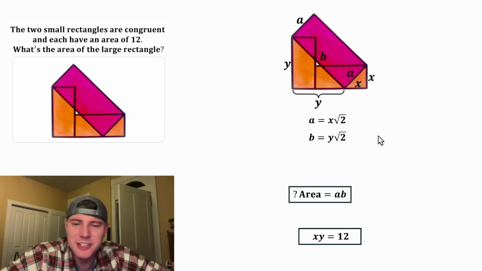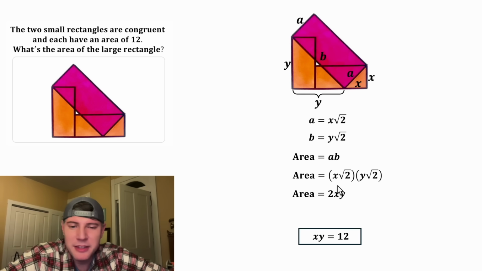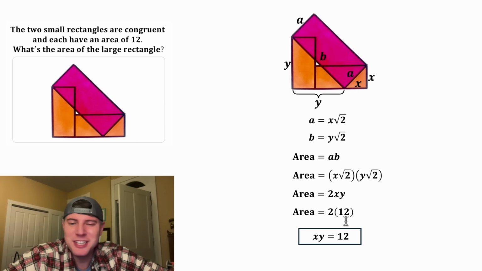Let's plug them into these notes right here. In the place of the a, let's plug in x root 2. And in the place of the b, let's plug in y root 2. And then we can bring down the x, bring down the y, and root 2 times root 2 is equal to 2. So the area is going to be equal to 2xy. Earlier we showed that xy is equal to 12. So in the place of this xy, we can plug in 12. 2 times 12 is equal to 24, and now we're done.